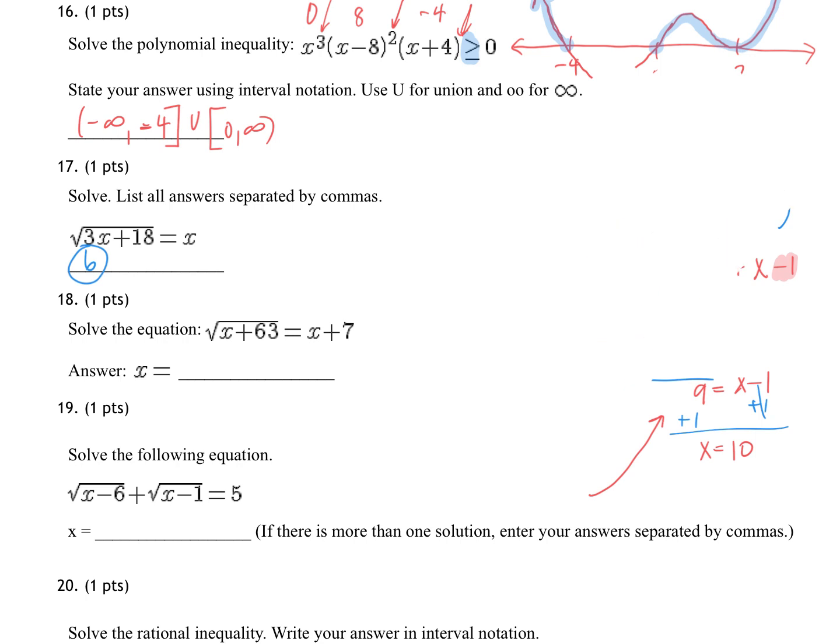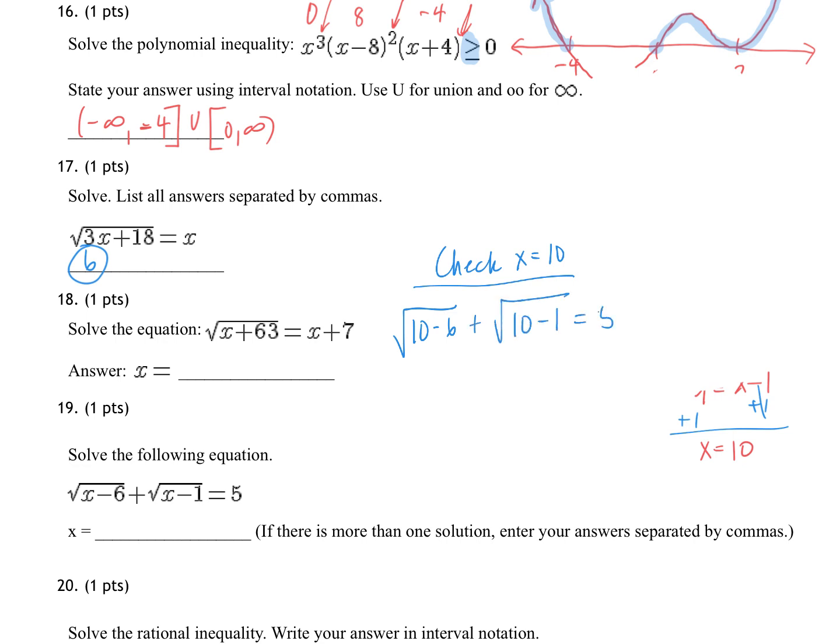Now I said my solution was 10, but since I started with a square root, I have to verify that. So I do have to check. So I need to check x equals 10 by plugging it in. So I would have the square root of 10 minus 6, plus the square root of 10 minus 1, equals 5. So this would be the square root of 4 plus the square root of 9 is equal to 5. The square root of 4 is 2, the square root of 9 is 3, and when you add those up, you do get 5. So 10 is a valid answer.